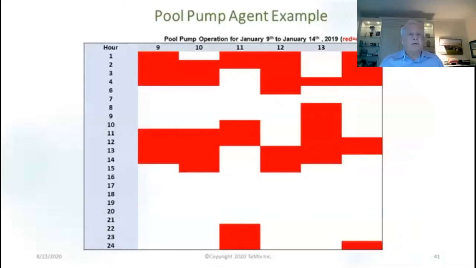So this shows the operation of the pool pump. The red is when the pool pump's on. Across the top, you have six days in January of 2019. Down the side, you have 24 hours, and it's red when it's on. So every day, the operation of this pump is different, optimizing from the point of view of saving money for the customer. Next slide.